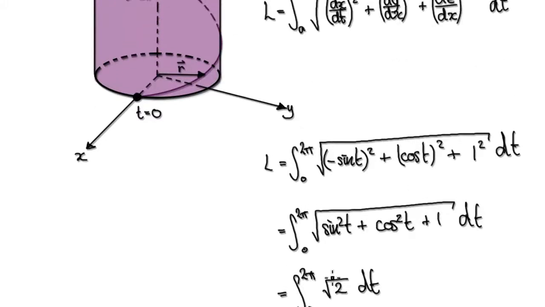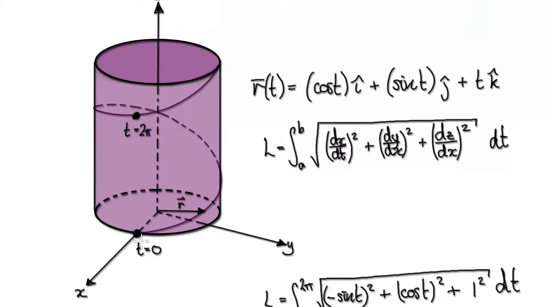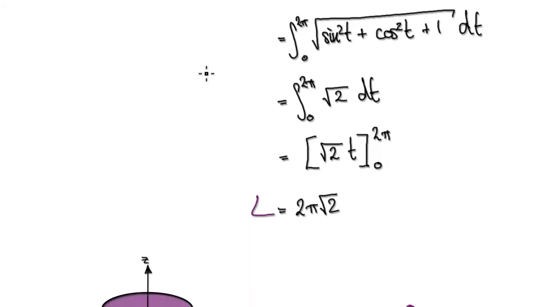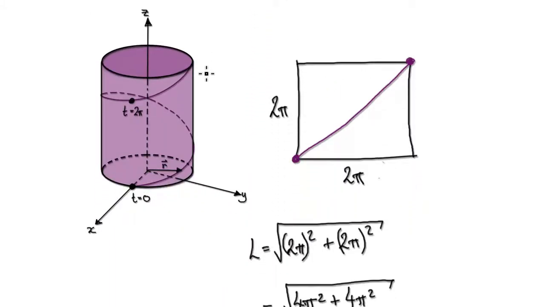So this length here is 2 pi root 2. So now let's use high school maths to confirm this. So remember t is from 0 to 2 pi. So it would have traveled a height of 2 pi. So the height here is 2 pi. And then the circumference of a circle is 2 pi r, but the radius is 1. So you know that this length here, up to here, is given by this length here.